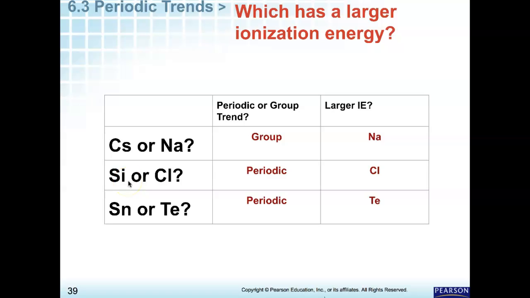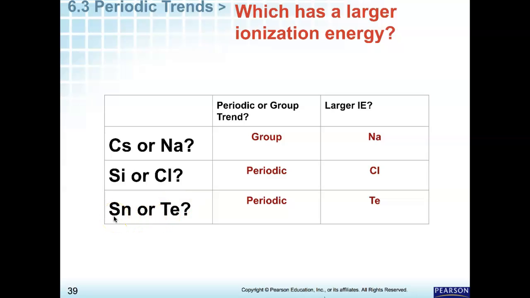So silicon and chlorine are in the same period, but chlorine is further to the right. That means it has a greater nuclear charge. It has more protons in its nucleus. Remember, the shielding has stayed constant. So chlorine would require more energy.